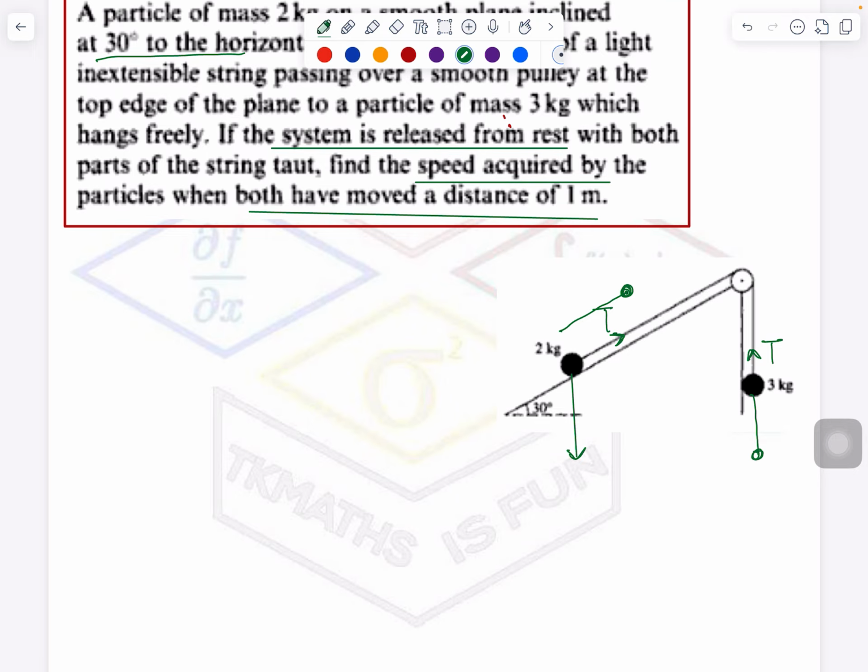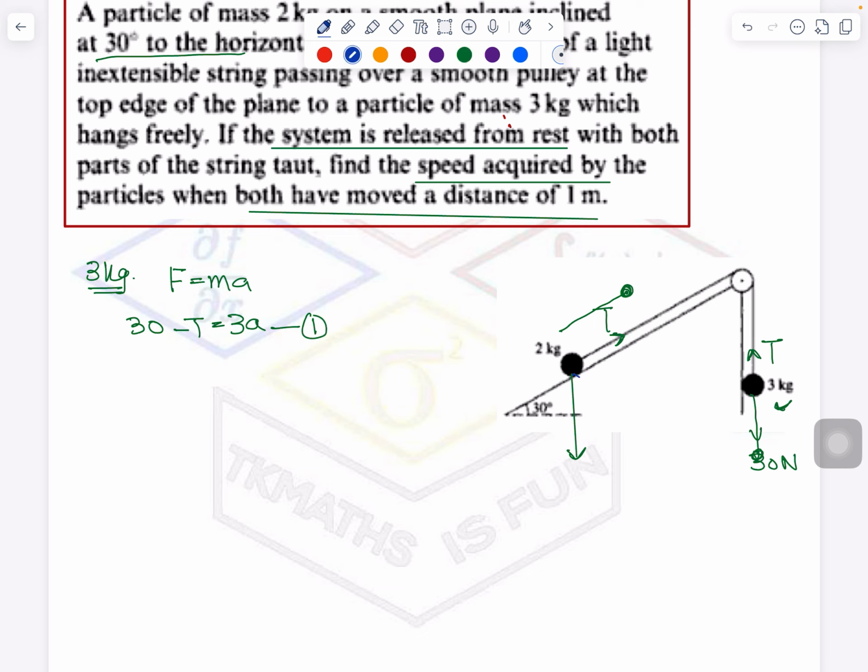So first of all, let's take this one. If I look at it from the point of view of 3 kg, then according to Newton's second law of motion, downward force will be 30 Newton, right? And upward force is T. So it will be 30 minus T is equal to 3a. This will be my equation number 1.